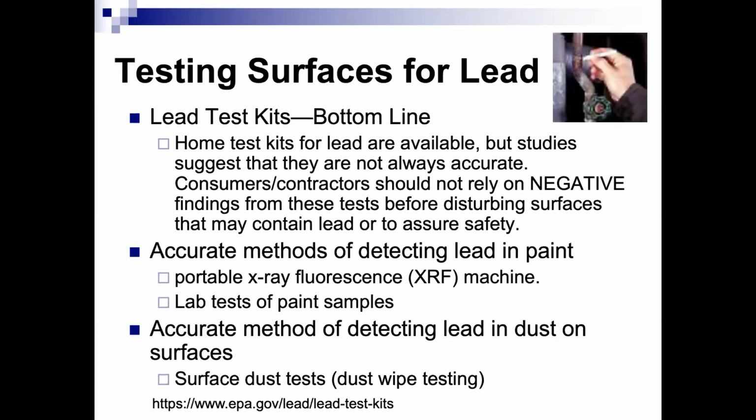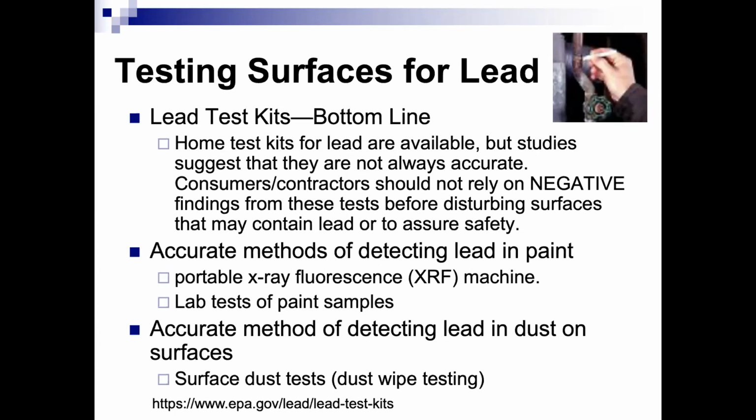And another way of testing lead in paint, we talked about XRFs and taking a paint chip and sending it off to a lab. But for lead in dust there is dust wipe testing that you can use, where you get the dust wipes from a lab and you submit them in a tube, and they will analyze and tell you how much lead in dust is on surfaces. And that's a way to check the cleaning.